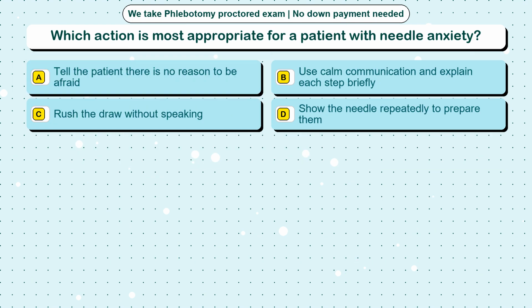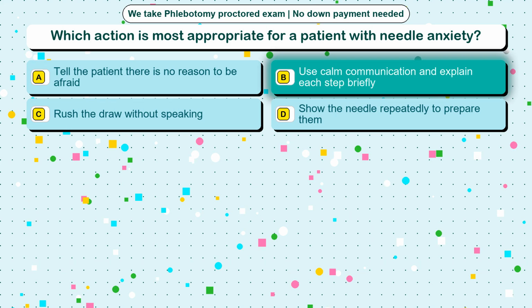Question 19. Which action is most appropriate for a patient with needle anxiety? Option A, tell the patient there is no reason to be afraid. Option B, use calm communication and explain each step briefly. Option C, rush the draw without speaking. Option D, show the needle repeatedly to prepare them.